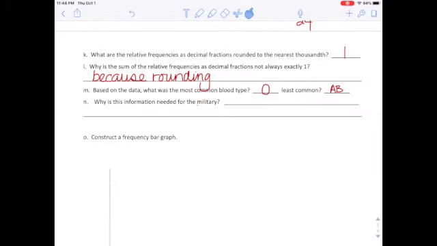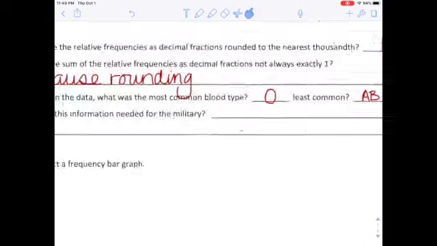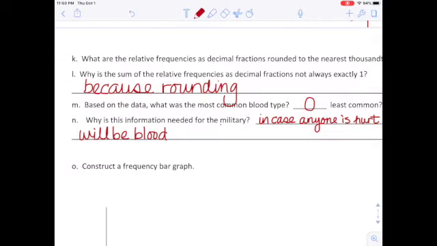Letter N. Why is this information needed for the military? I would think because in a situation in war or in any case where a person gets hurt, they will have blood available for transfusion or anything like that. So I'm just going to write it down: in case there will be blood available.